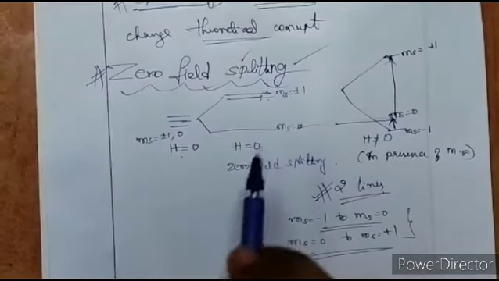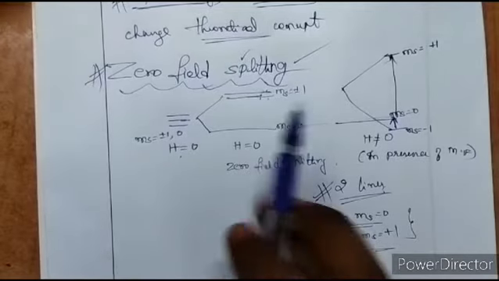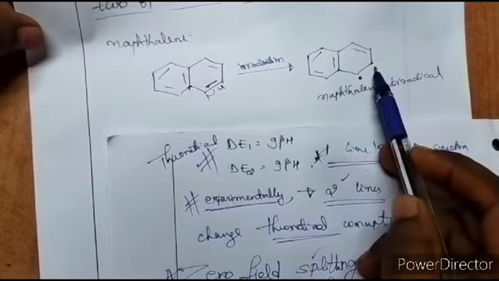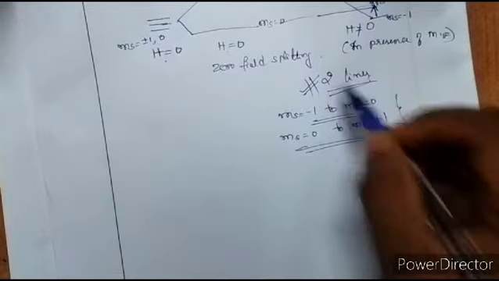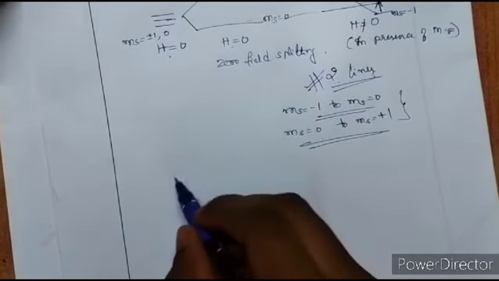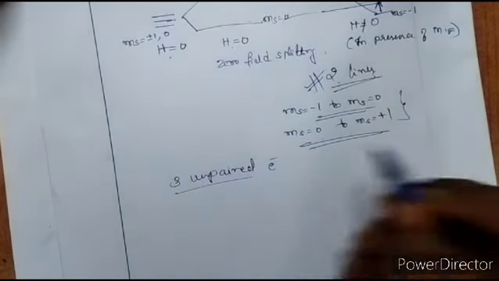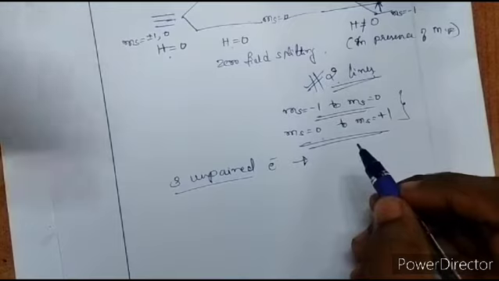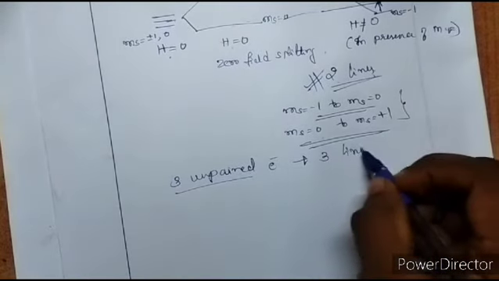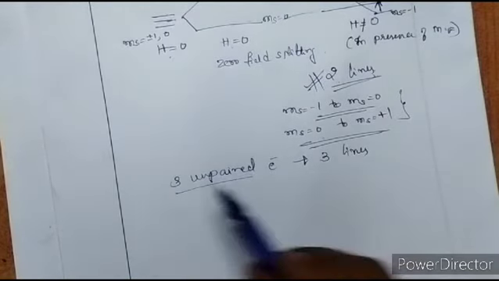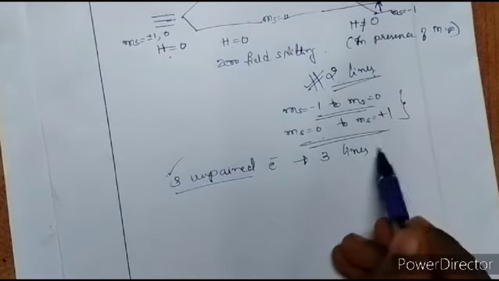Now this is the system with the two unpaired electrons. We consider this one a naphthalene biradical. This is a system with two unpaired electrons, and we observe how many lines in an ESR spectrum? 2 lines. If you have a species with 3 unpaired electrons, then the ESR spectrum of that species will contain 3 lines. If you have a 2 unpaired electron species, then it would have 2 lines. If you have a species with 3 unpaired electrons, then you will get 3 lines.